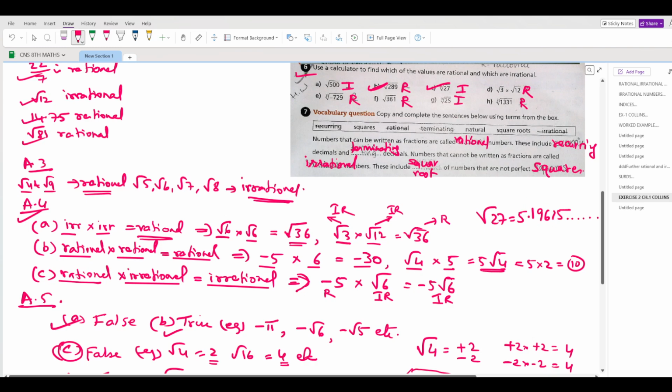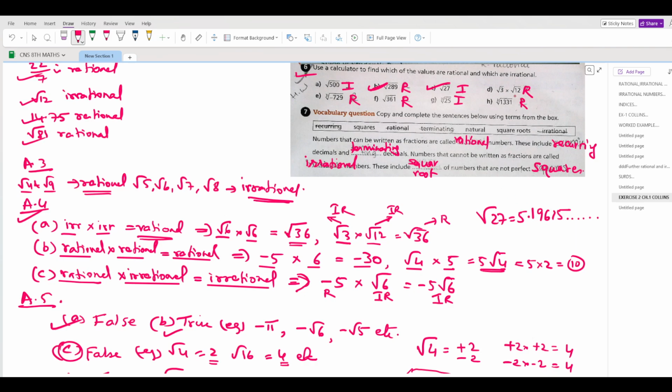So root 27 by theory should be irrational, and on the calculator also root 27 should be 5.19615, and there should be more digits following. On my calculator, I'm using a graphic calculator, TI Inspire CX2, they are showing me just 5.19615. So I cannot treat that as a terminating fraction.